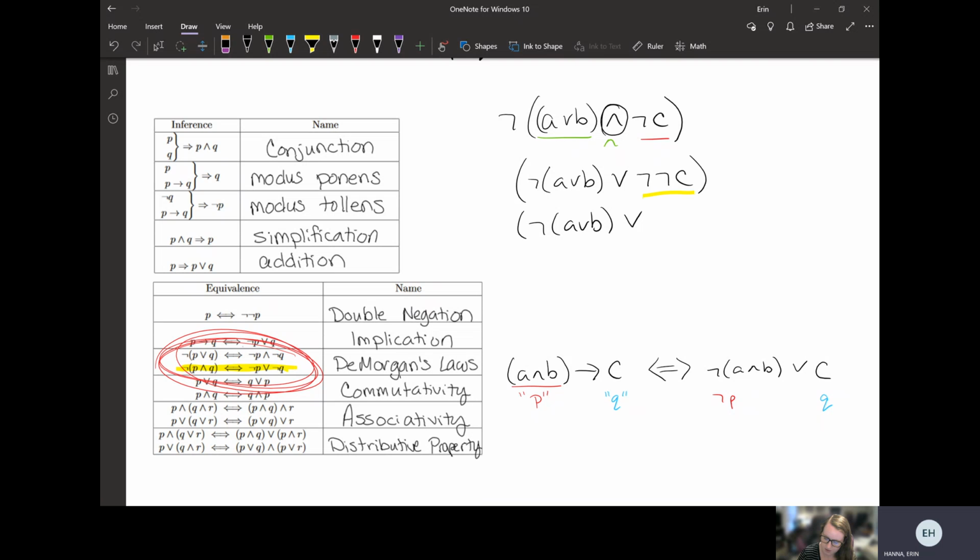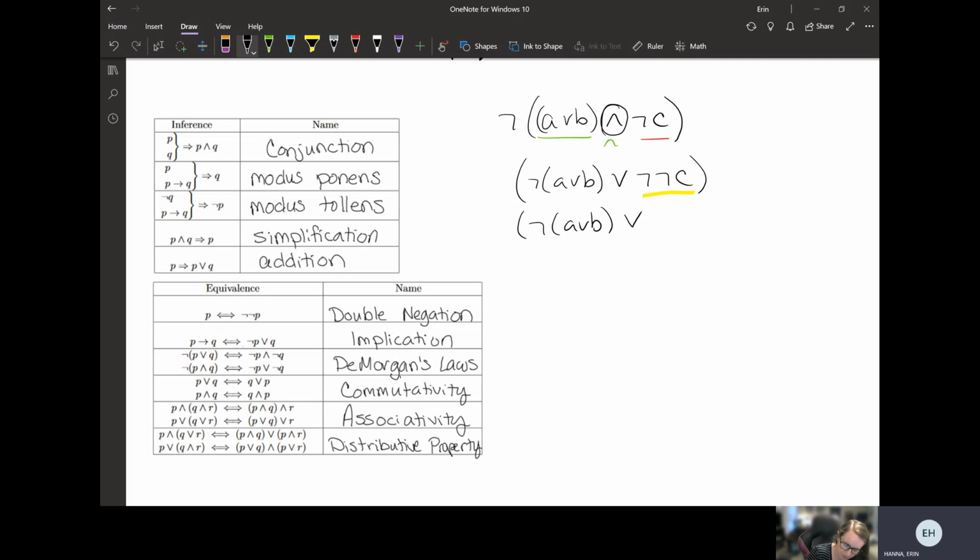So let me erase this so that I don't run out of space. So that not C, if I look at my double negation rule, tells me that I can just rewrite that as just C. And now, what if I wanted to go one step further and take care of this not that's outside of this set of parentheses again? Well, again, I'm looking for a rule that tells me how to work with bringing a negation inside, and that has to deal with our De Morgan's laws.